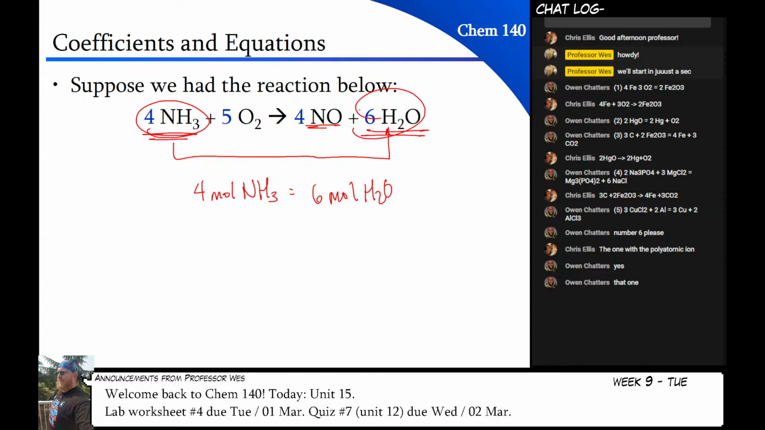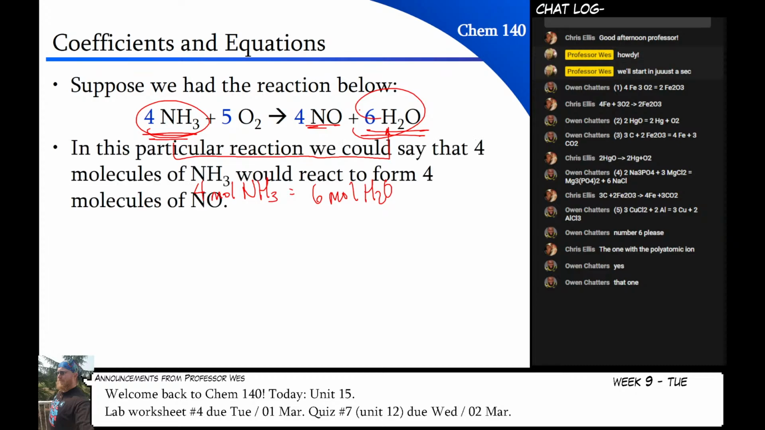Because every time I do a cycle of what you see in the reaction, I would consume 4 NH3 and 5 O2, and I would produce 4 NOs and 6 H2Os. And I can pick any two of those per cycle and write a relationship by that, and then multiply it by a mole to get this mole equation that we have down here.